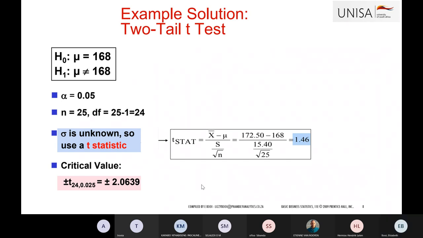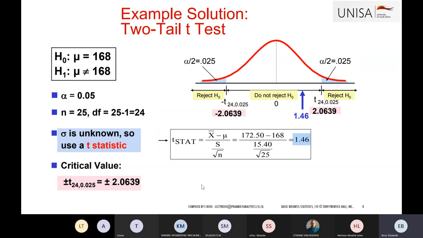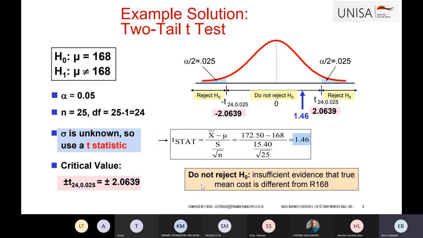Calculating the test statistic, we found that it was 1.46, and then we can use the critical value and the test statistic to make a decision. And then step number six is to make your conclusion. After you made your decision, you conclude.